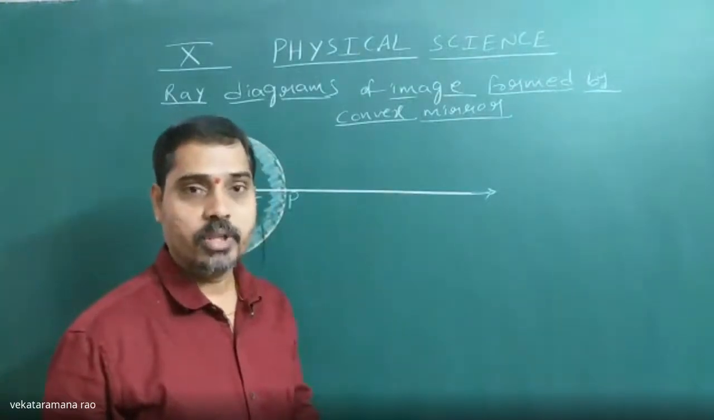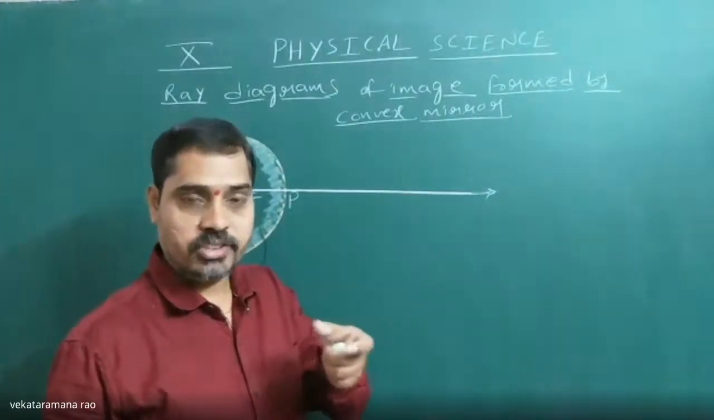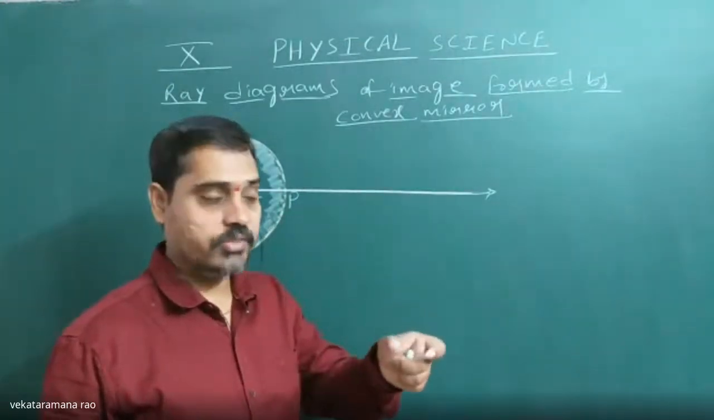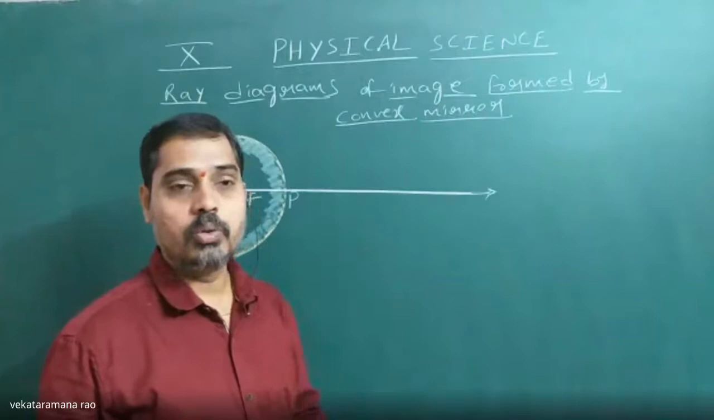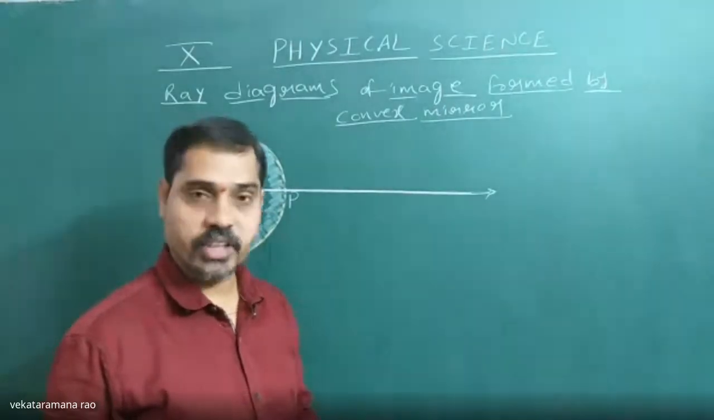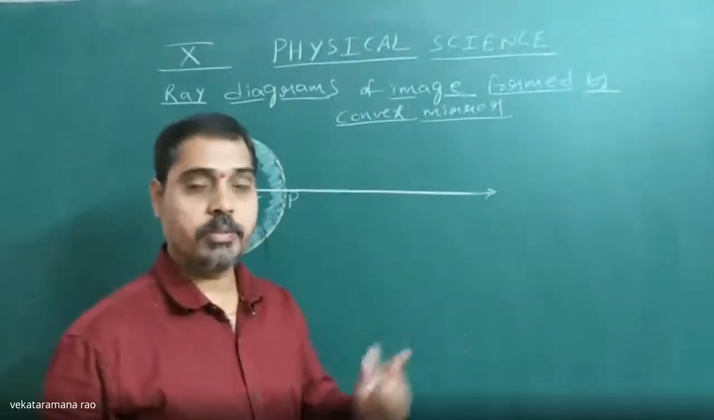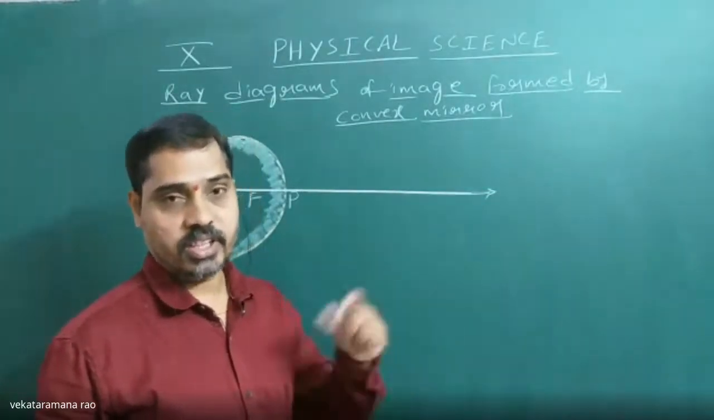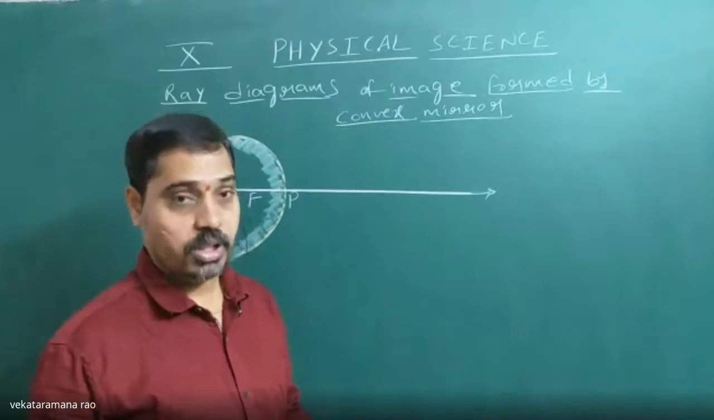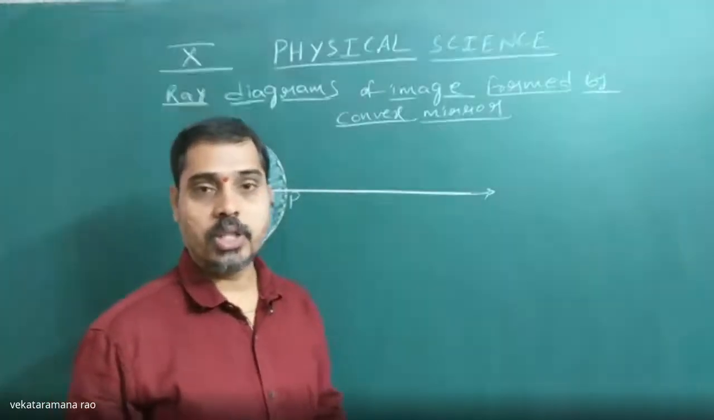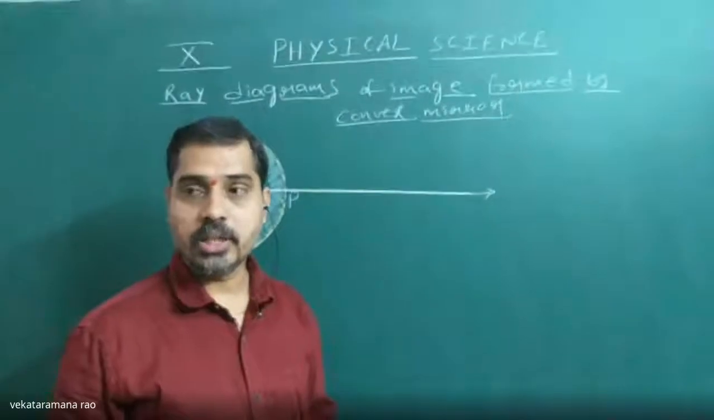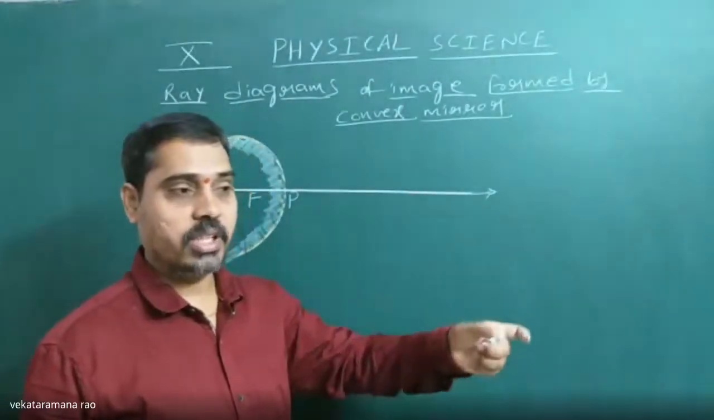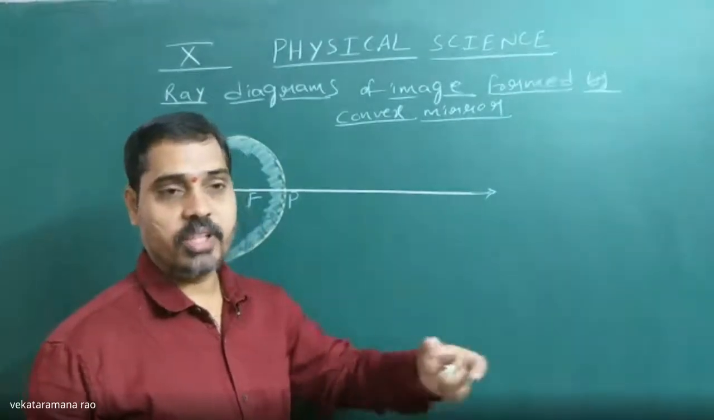We also completed how the various incident rays will be there for concave mirror, and how the reflected rays will reflect, and for convex mirror also, what are the rules for various incident rays and the reflected rays, that we completed. And also, we completed how the image will be formed by concave mirror when the object is placed at various distances.